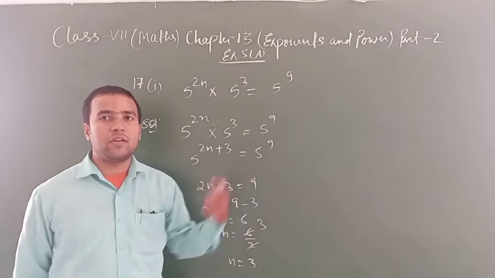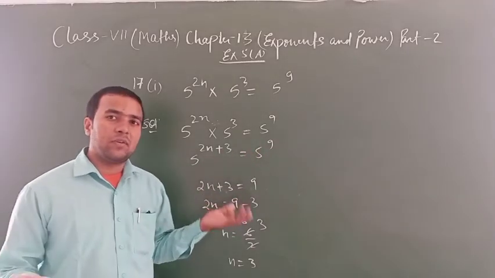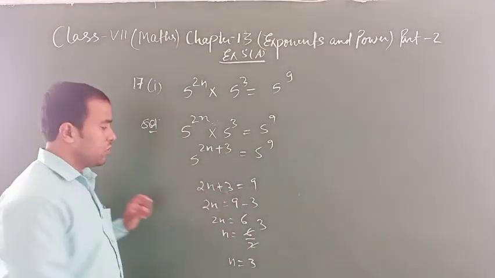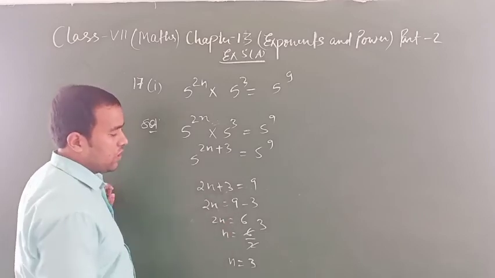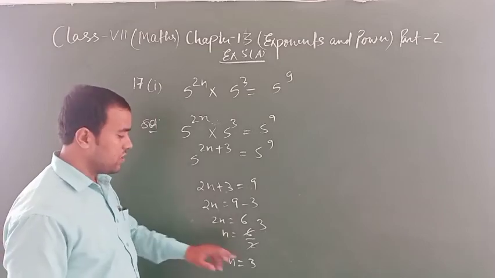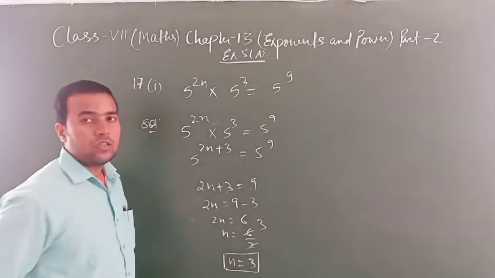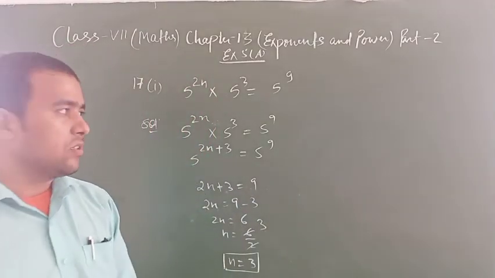Power to power, 2n plus 3 equal to 9. So find the value of n. So 2n equal to 9 minus 3. Then 2n equal to 9 minus 3 means 6. n equal to 6 by 2. 2 3s are 6. n equal to 3. Clear? Okay. Thank you, student.